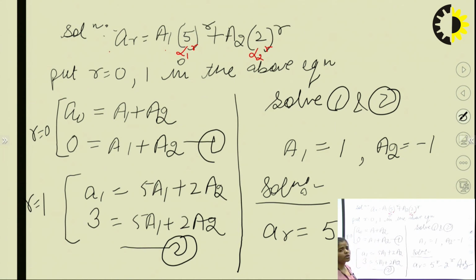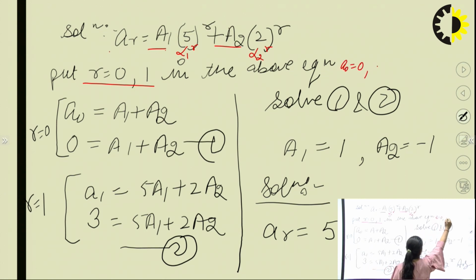So this is the given solution of the recurrence relation, but we have initial conditions given in the question. In that case, we have to find these constants A1 and A2 by using the initial conditions given in the question, right? So put r equal to 0 and 1 in the given equation above. So r equal to 0 means a0 is equal to 0, and a1 is equal to 3, given in the question, right? So r means the value 0 and the value 1.